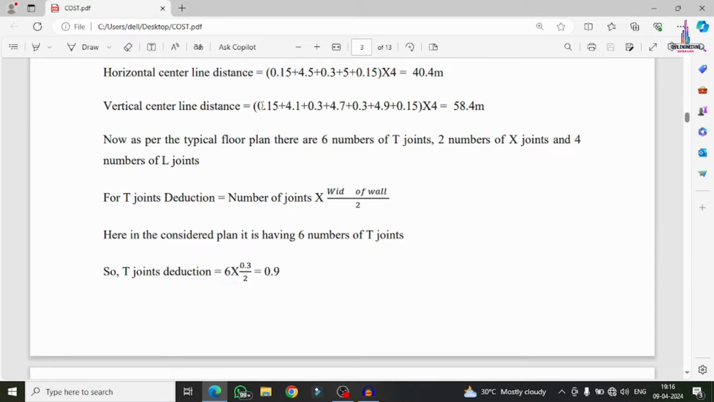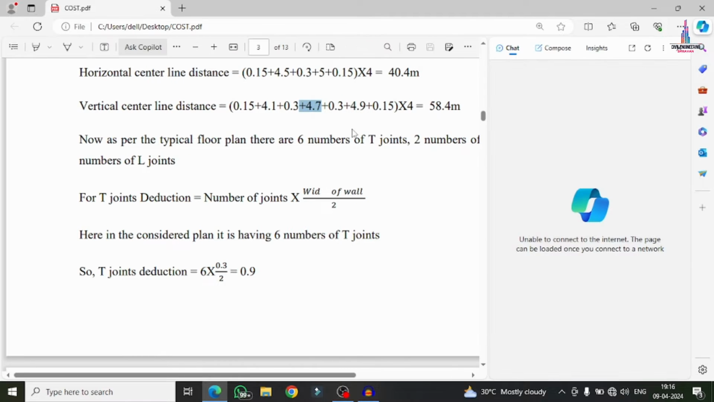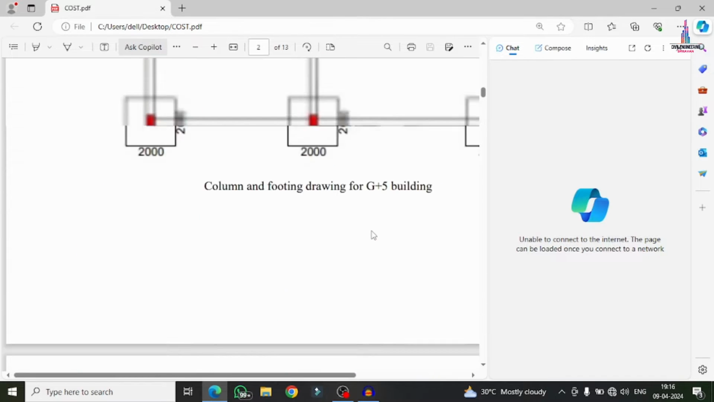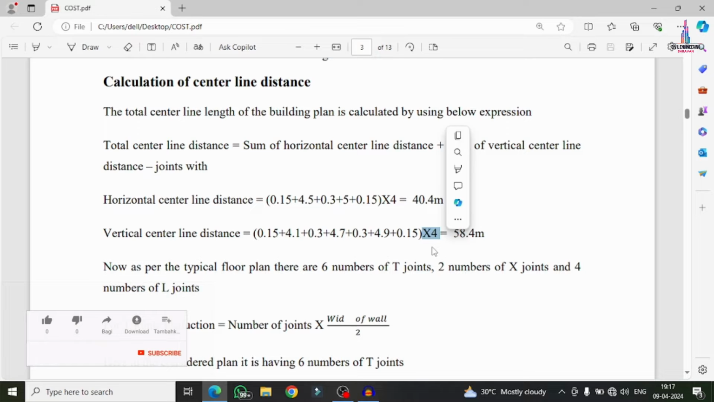Now we can see 0.15 is the center line distance for the wall, 4.1 meter is the first one, 0.3 is the next wall distance, and 4.7, 0.4 and 4.9, 0.15. So it will consist of the vertical members, approximately 3 numbers here, not 4 numbers. If I calculate the value, it comes to 58.4 meter as the vertical center line distance.